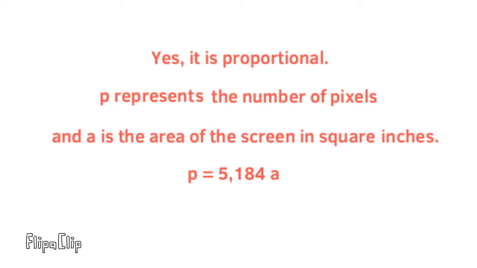Yes, it is proportional. P represents the number of pixels, and A is the area of the screen in square inches. P equals 5,184A. The constant of proportionality would be 5,184 because you're constantly multiplying 5,184 times the area of the TV screen to find out how many pixels would be on the TV screen.